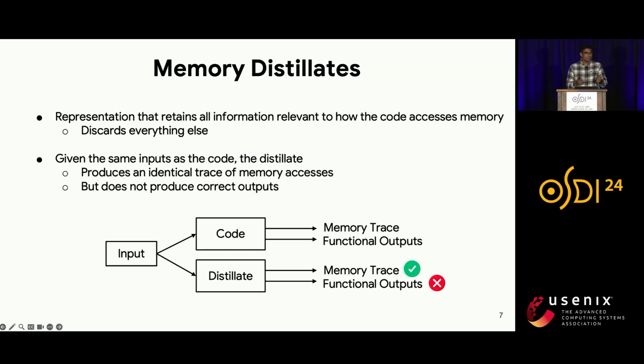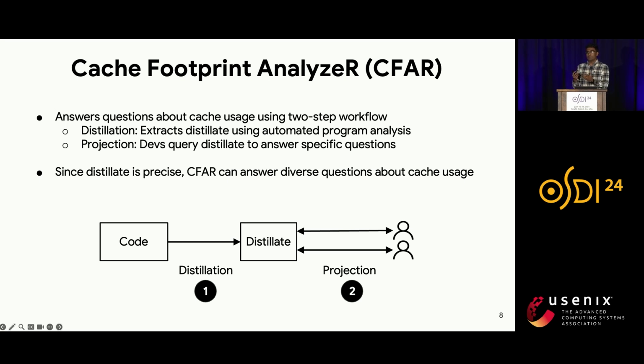And so in answer to this question, we propose the notion of memory distillates. A memory distillate is an abstraction that retains all the information relevant to how the code accesses memory and discards everything else. So when given the same inputs as the code, the distillate is going to produce an identical trace of memory accesses, but will not, for instance, produce the correct functional outputs, because functionality is one of the many things it abstracts away. And so we use this notion of memory distillates to build CFAR, which is a tool that allows developers to efficiently reason about the cache usage of not only their own code, but also third-party code.